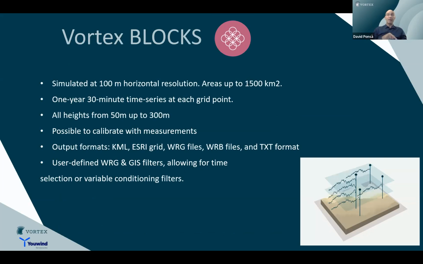So it means that you have a large area. Here it says 1,500 square kilometers, but it can go up to 2,000 like farm. And at each grid point, you would have 1 year of 30 minutes time series, which is something that is very useful nowadays, for example for energy trading, where market conditions and prices are different.